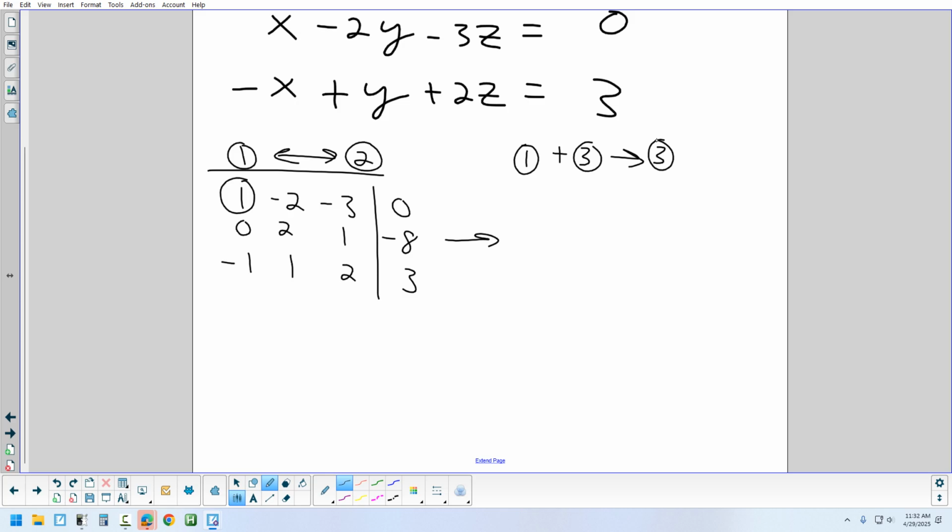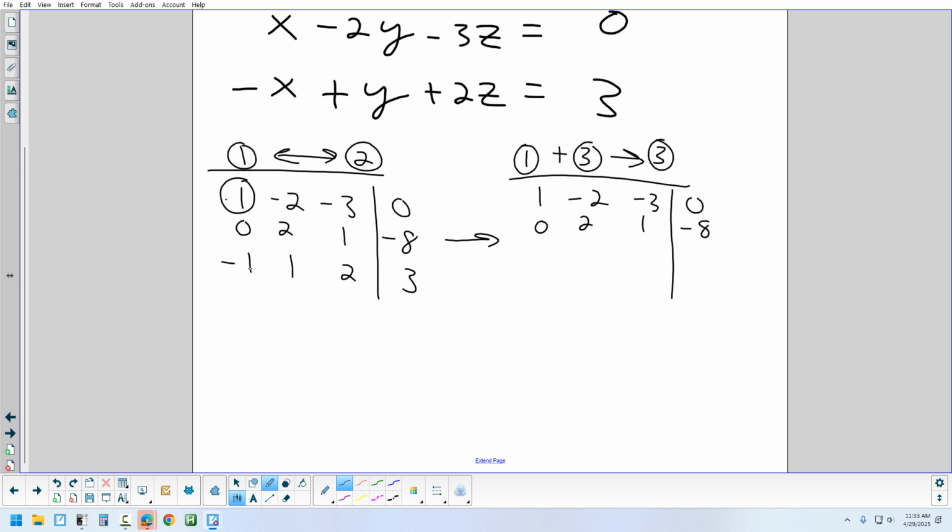So nothing is happening to row 1, nothing's happening to row 2. We're not storing anything in rows 1 or 2, so we can copy those down. 1, -2, -3, 0, 2, 1, -8. And now follow what it says to do. Add rows 1 and 3 together and replace row 3. What's 1 plus -1? Did you copy the wrong row? 0, 2, 1, -8, 1, -2, -3, 0.